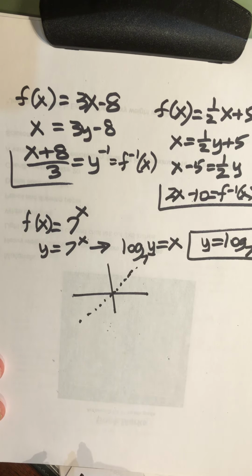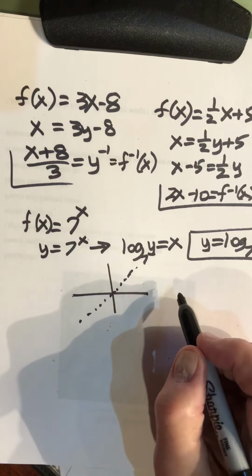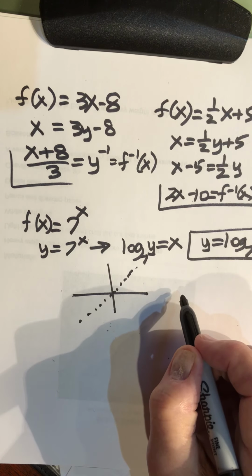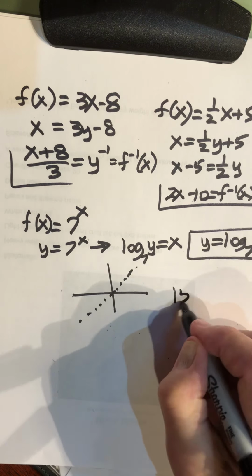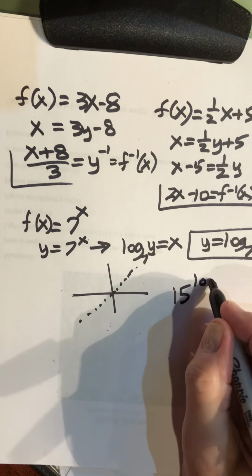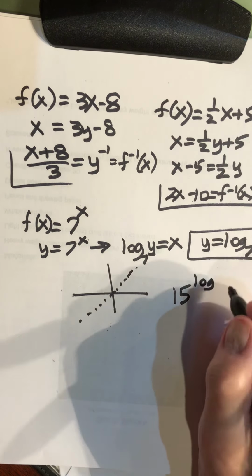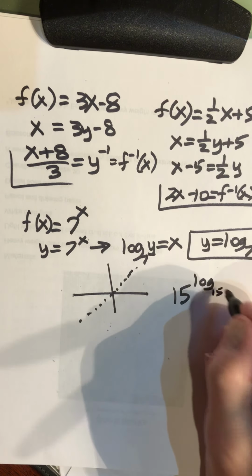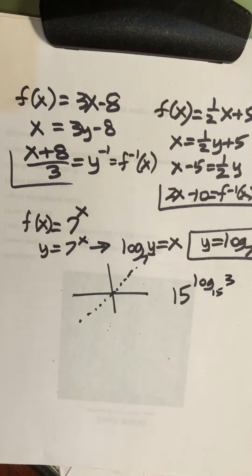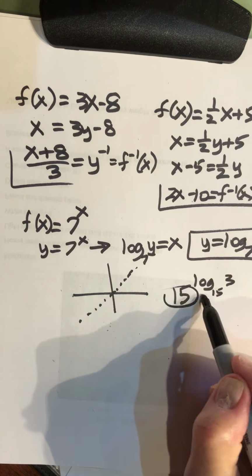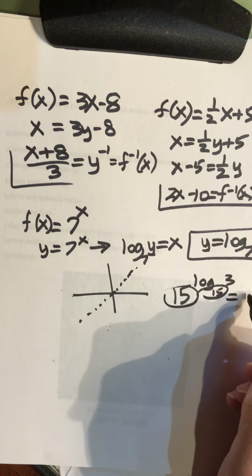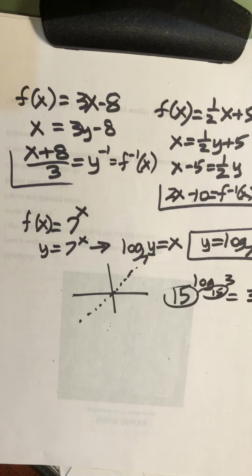Okay, let's do another question. Let's just simplify something like, what if I had 15 to the log base 15 of 3? Well, what is that? Because these are the same, this is just equal to 3. Boy, those simplifications are wonderful.